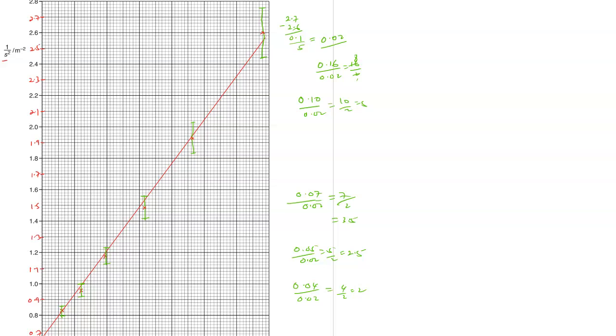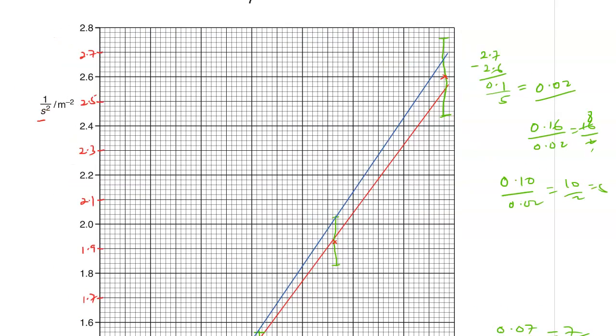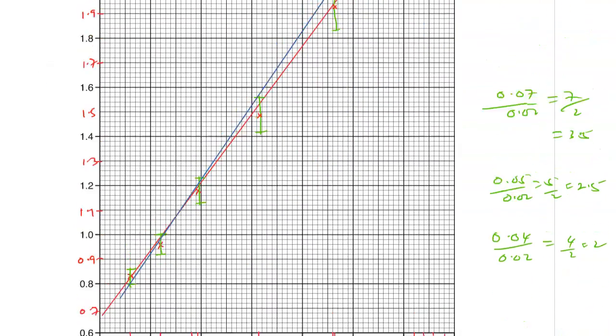Worst acceptable line. Draw that. It is touching all the error bars. All right. I've drawn the worst acceptable line. It is touching all the error bars, so that is good.